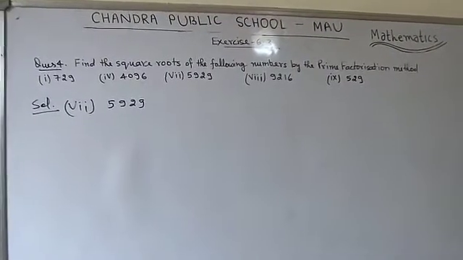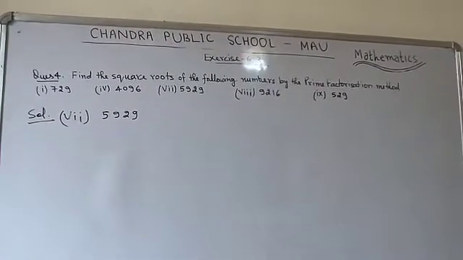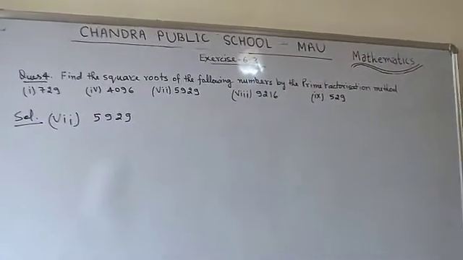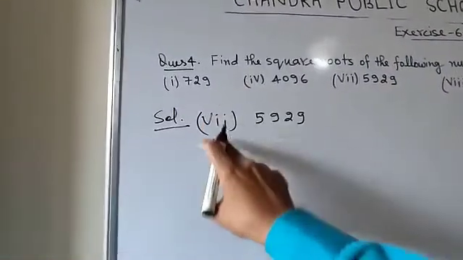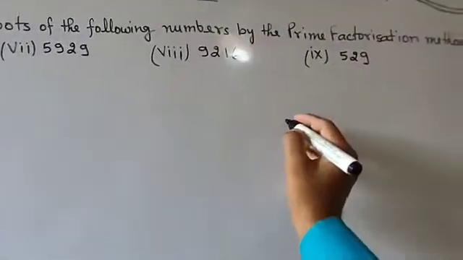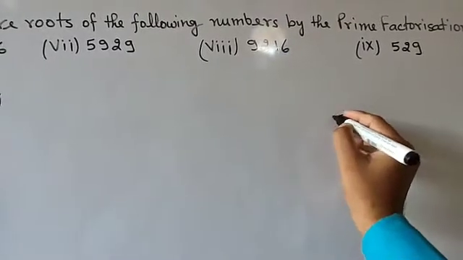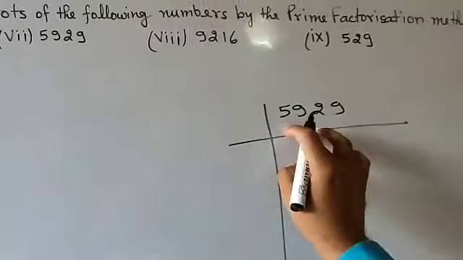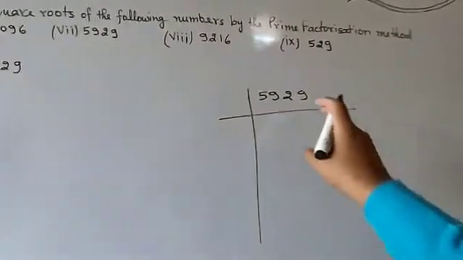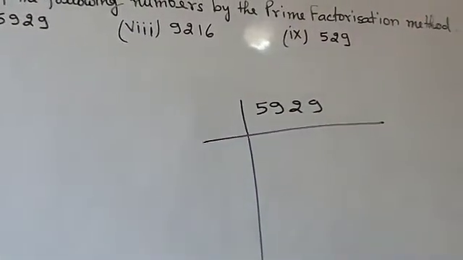Now students, here I have written the next number 5929, and you are supposed to find the square root of that number. So that is the 7th part of the question number 4. First you will find the prime factors. So 5929. First you will check for 2. Here the unit place is an odd number, so it is not divisible by 2.